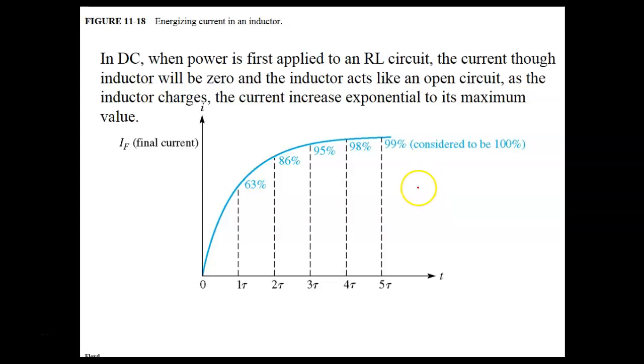For inductors, one time constant is L over R, and this will get you to 63%. Then the time to fully charge would be L over R times 5. The only thing that changes is that capacitors and inductors are exactly opposite of each other. For capacitors it's R times C. For this it's L over R, because they're just opposite of each other.